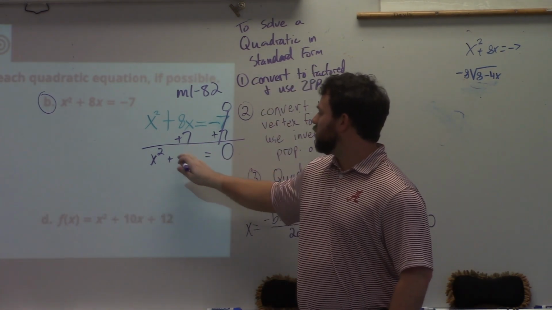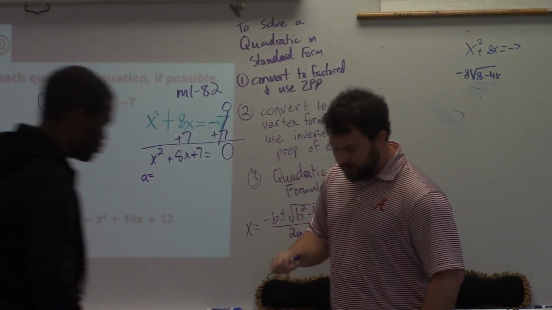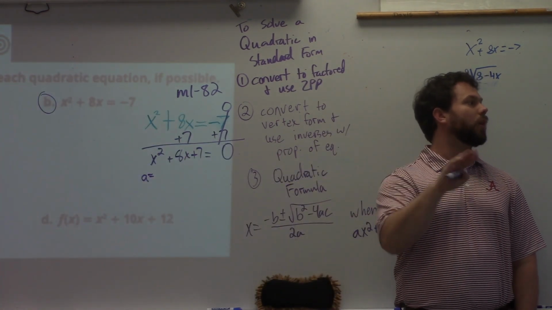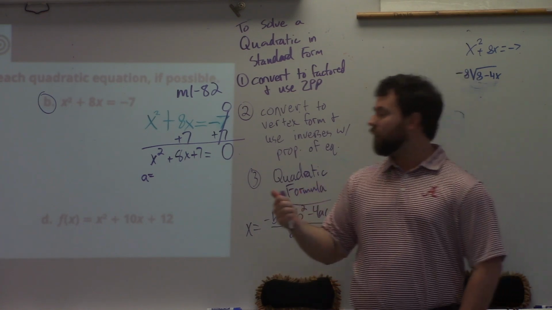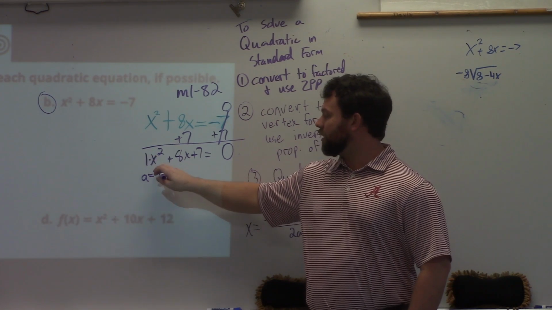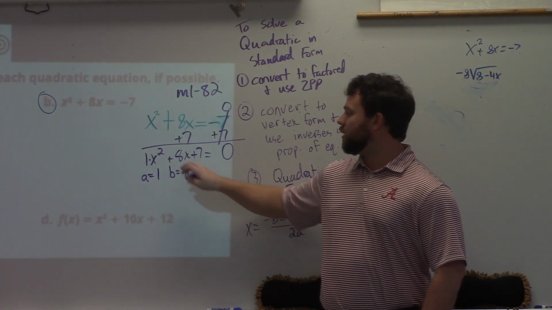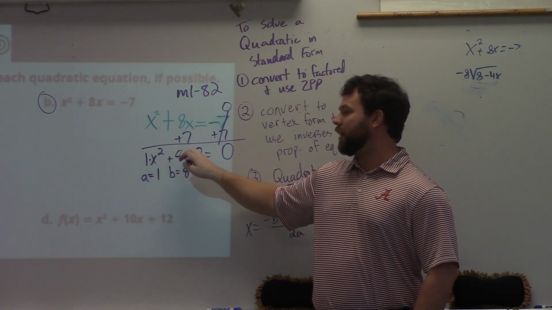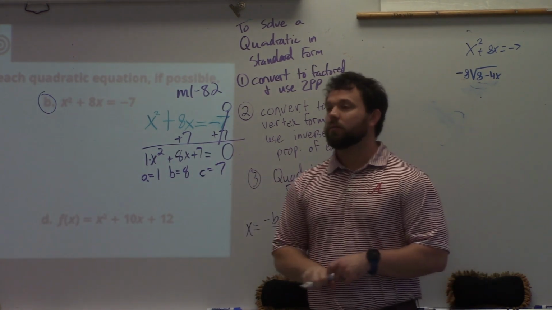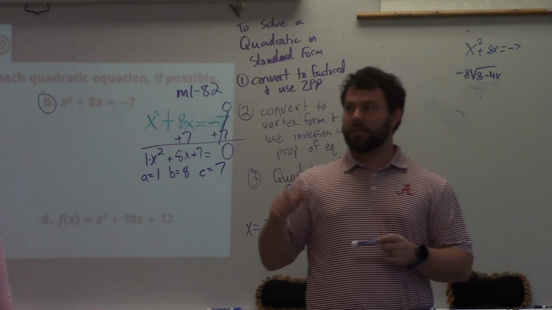So what is A? Notice I would show what A is, I would show what B is and what C is before I start to substitute in. What is A? x squared. Remember, A is just the coefficient. What is B? 8x. Remember, it's ax squared plus bx. Okay? C is 7. Okay, let's substitute those values into my quadratic formula, and let's get to it.